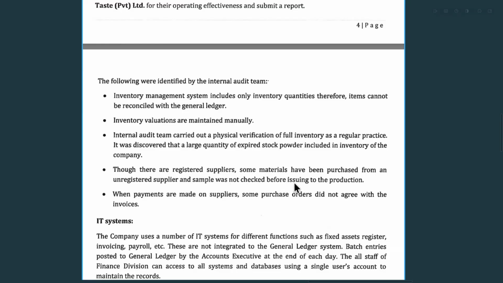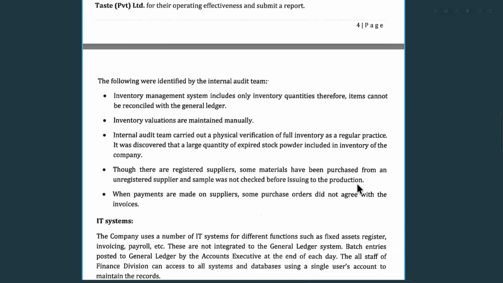And the sample was not checked before issuing to production. My dears, why do these quality issues happen? This is the main reason. If your input is bad, your output is going to be bad. Even though you are perfect in your manufacturing operations, if your input material is bad in quality, it will automatically convert the output into a bad quality one, right? So this is the actual main root cause.